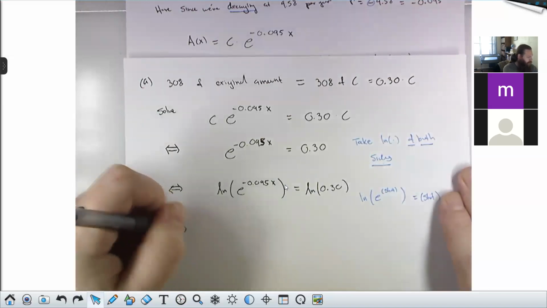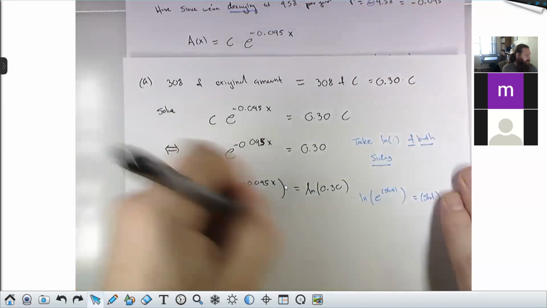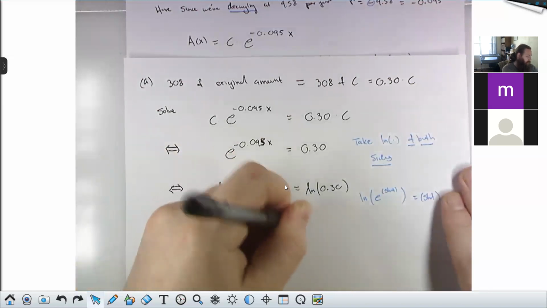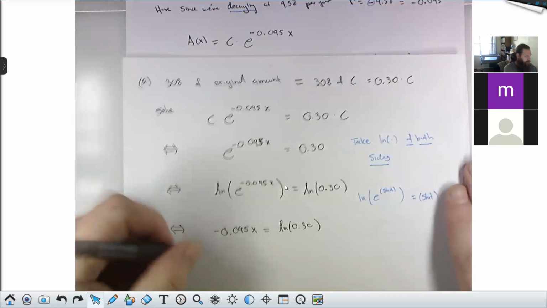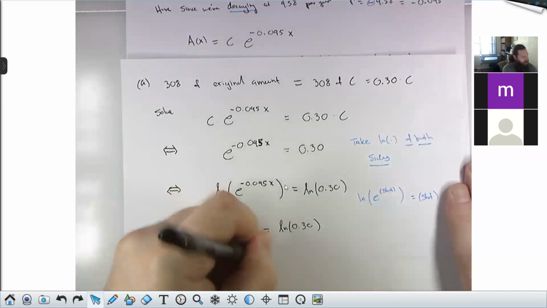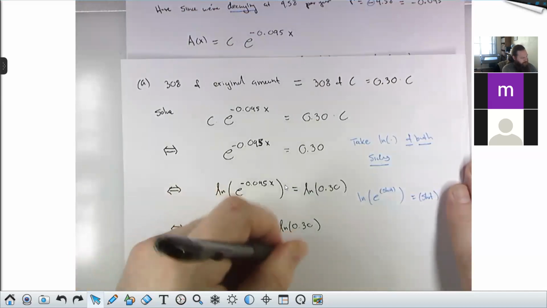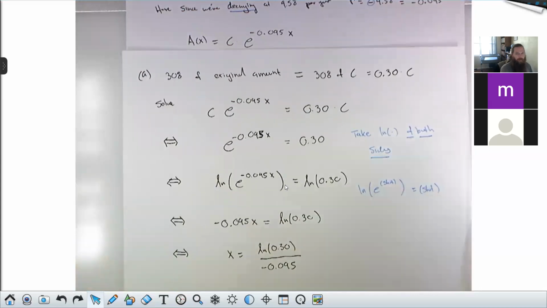So this becomes negative 0.095x equals the natural log of 0.30. And I can then divide both sides by negative 0.095. So I get x equals the ln of 0.30 divided by negative 0.095. And that would be my exact answer. But they didn't want an exact answer. They wanted an approximation.